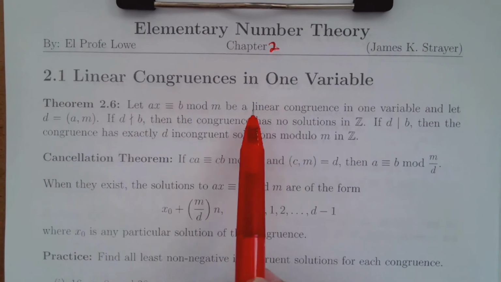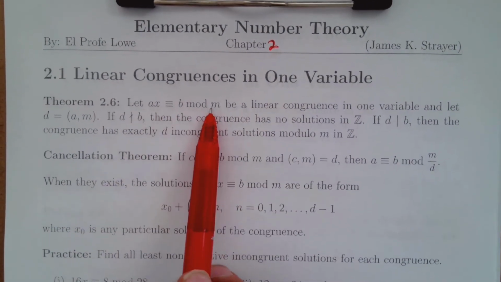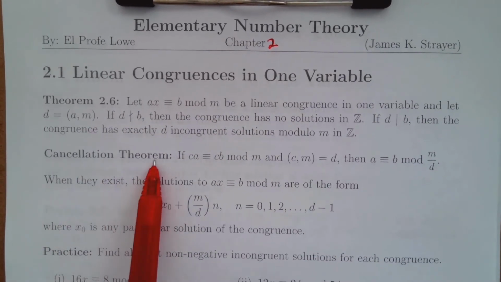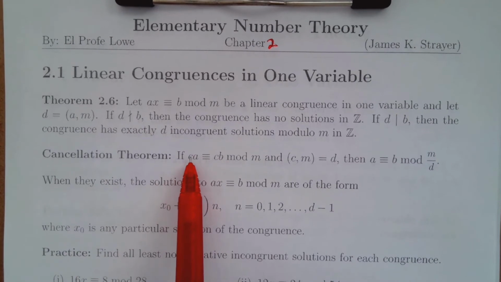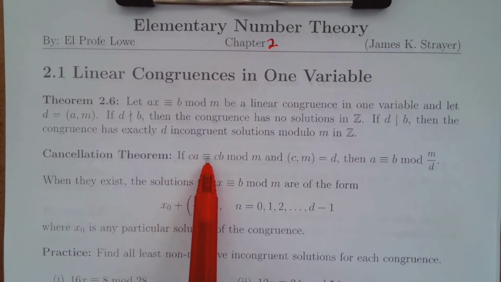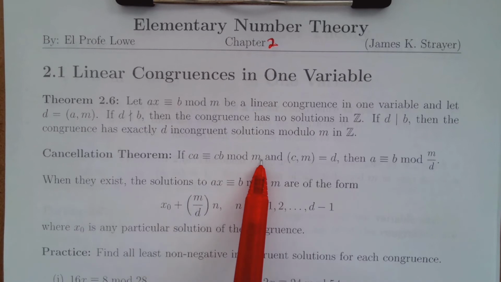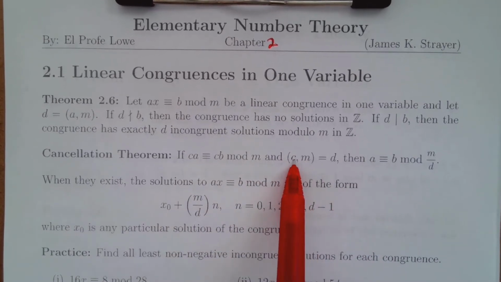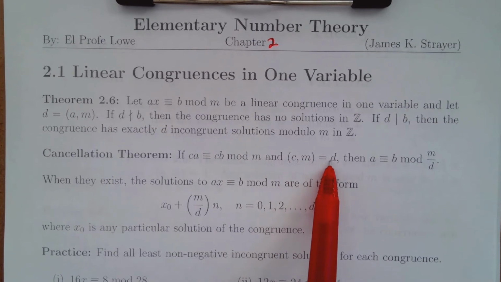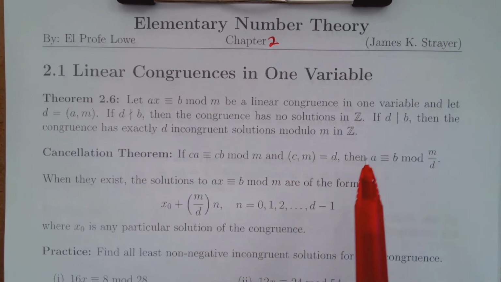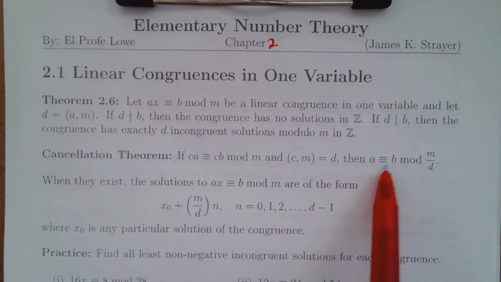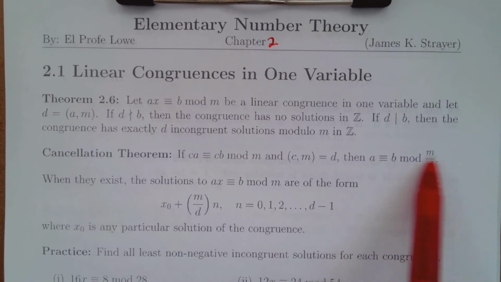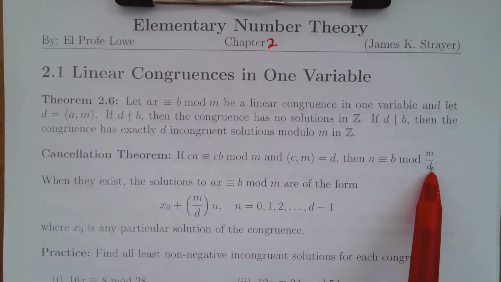We have our theorem on linear congruences and when they have a solution. An important theorem to add now is our cancellation theorem. It says that if ca is equivalent to cb mod m, and the greatest common divisor of c and m is equal to d, then a is equivalent to b mod m over d. We're going to see where this helps us simplify solutions.